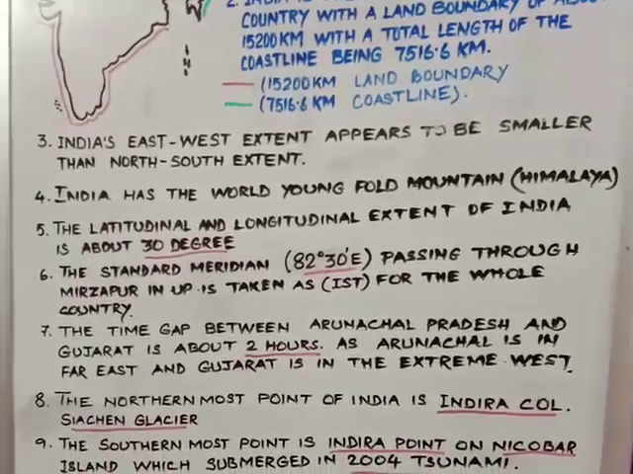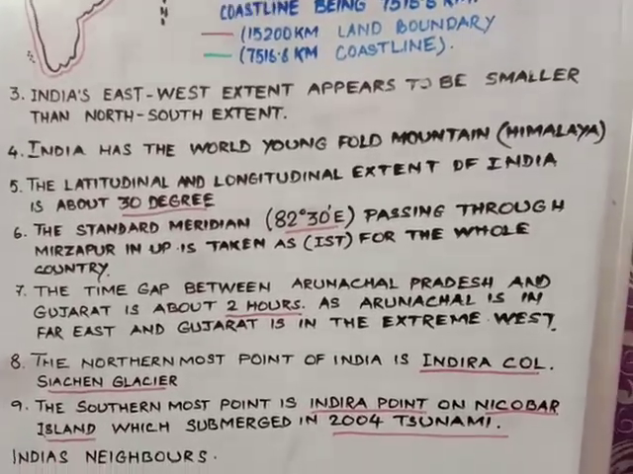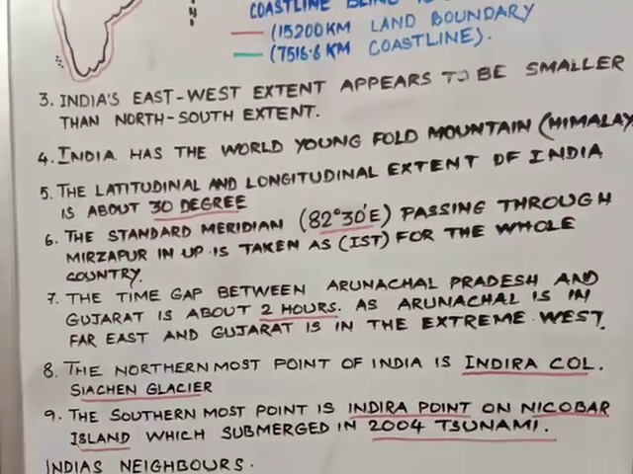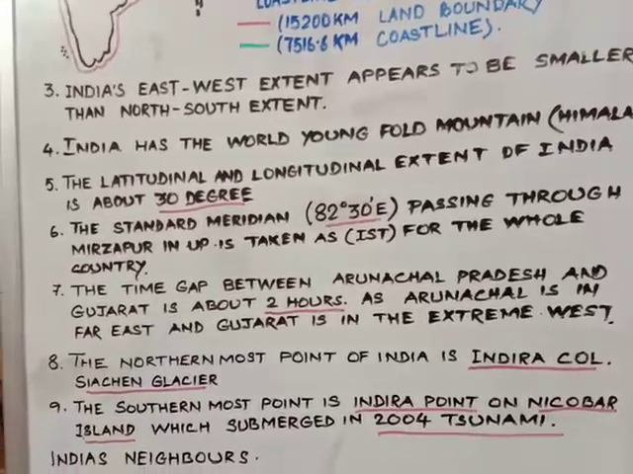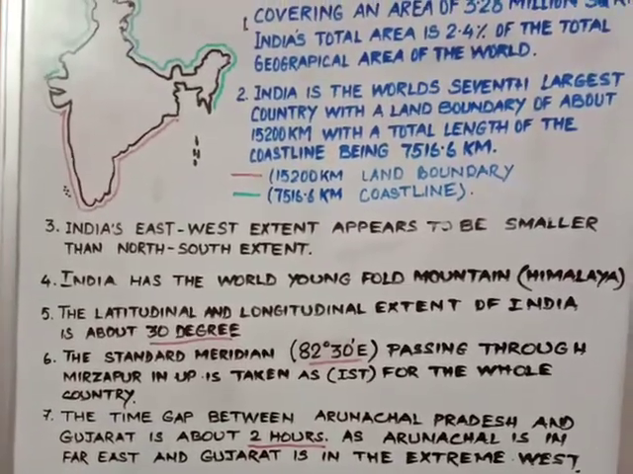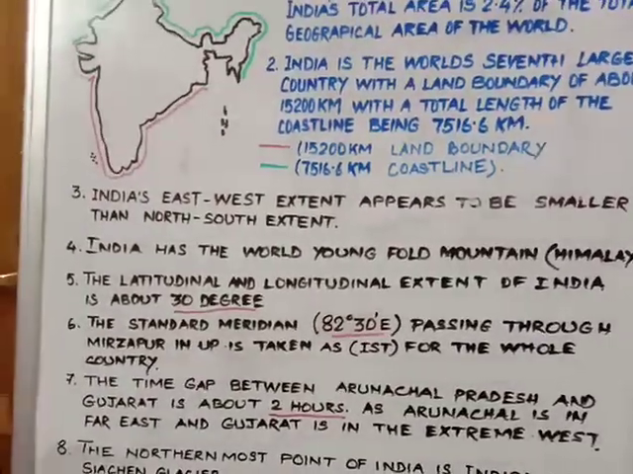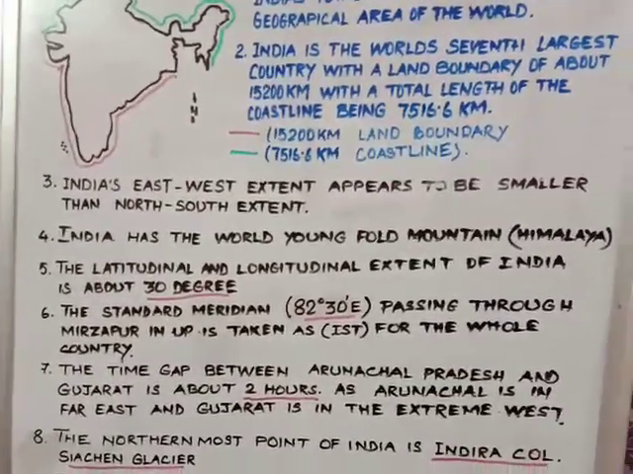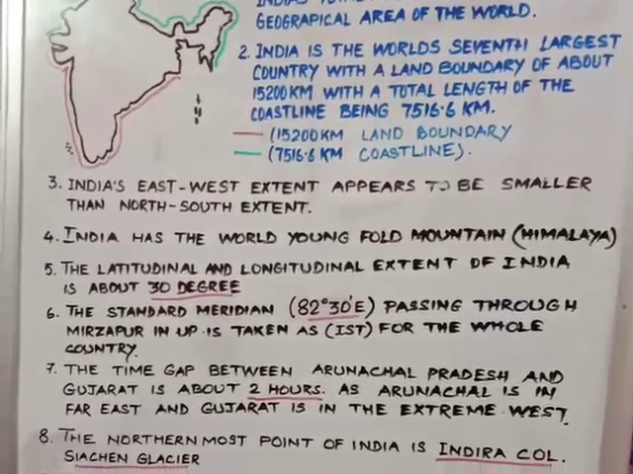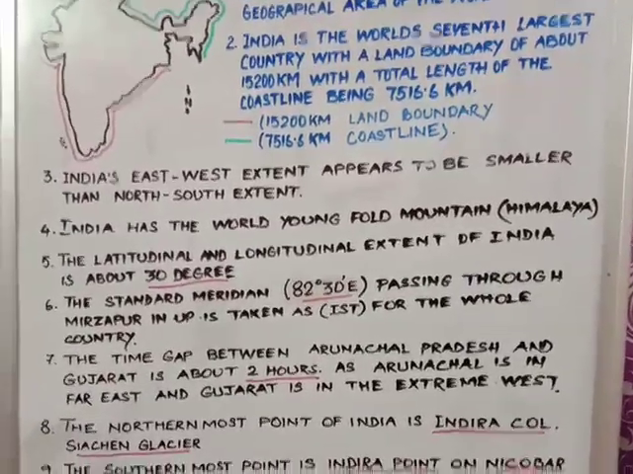Number 7. The time gap between Arunachal Pradesh and Gujarat is about 2 hours, as Arunachal Pradesh is in the far east and Gujarat in the extreme west. So as you know, Arunachal Pradesh is on the eastern side, Gujarat on the western side. The sun rises earlier in Arunachal Pradesh than in Gujarat, and hence the difference is approximately 2 hours.